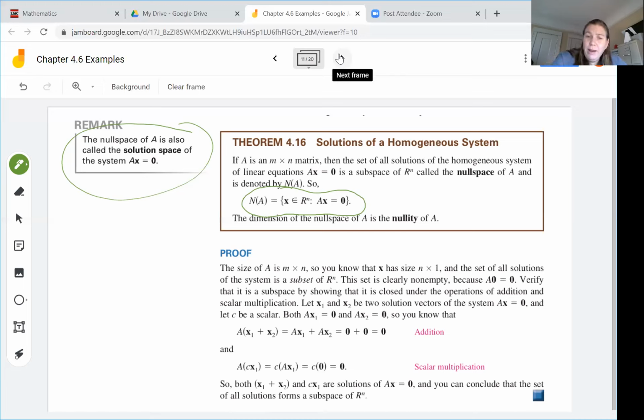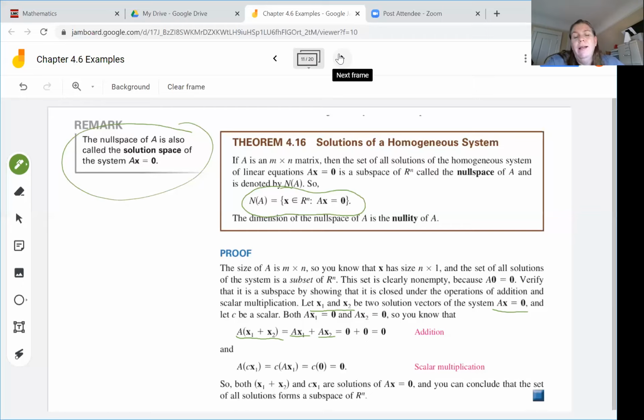We're going to let x1 and x2 be two solution vectors of the system AX equals 0, and we're going to let c be a scalar. Both A x1 equals 0 and A x2 equals 0, because those are both solution vectors. So you can pull the A out and have A(x1 plus x2) equals A times x1 plus A times x2, where these are vectors. And that's just going to be the 0 vector plus the 0 vector, which equals 0.